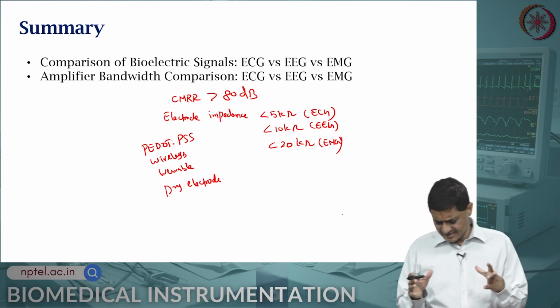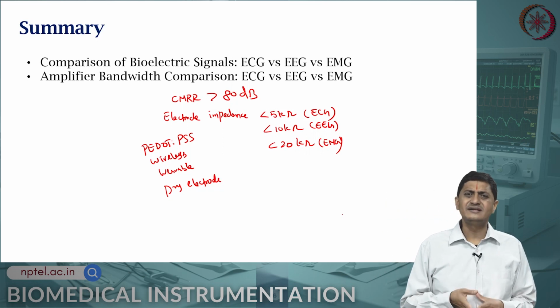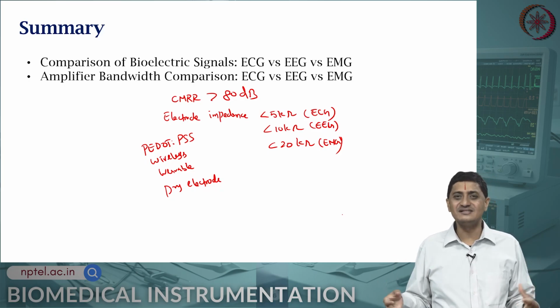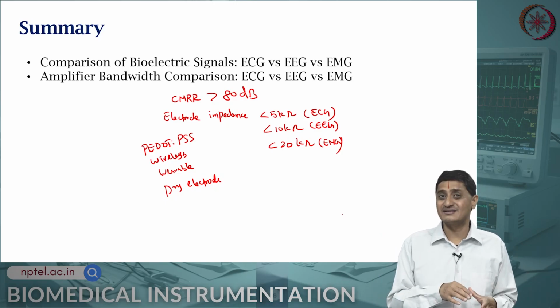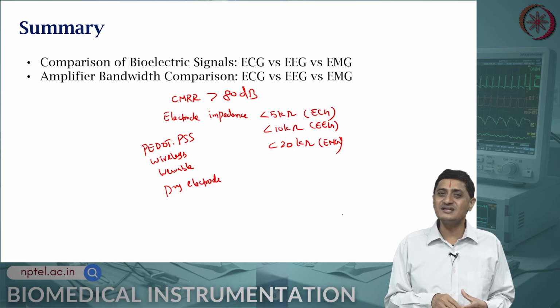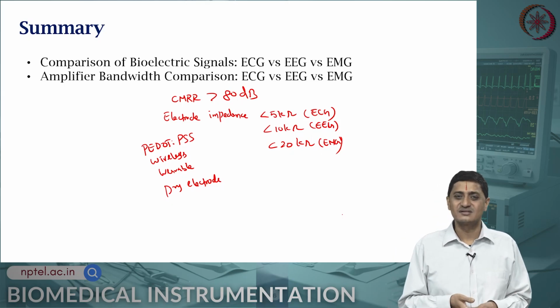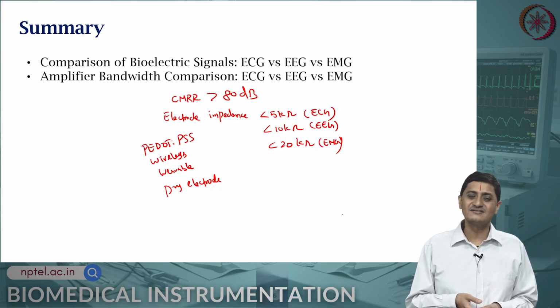Remember, in all these cases system design is essentially dictated by the signal quality and the signal constraints. Remember, between ECG and EEG there is a 1000-fold difference in the signal amplitude. So, the amplifier design must consider this difference. System design is dictated by the signal strength, signal quality and noise characteristics.